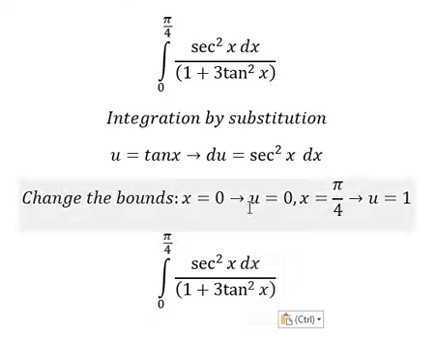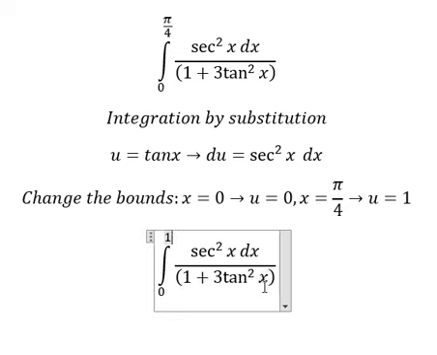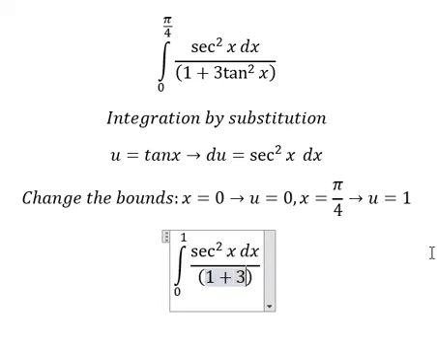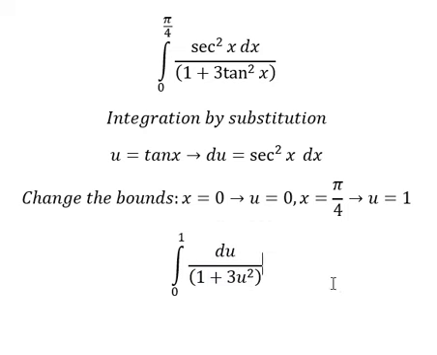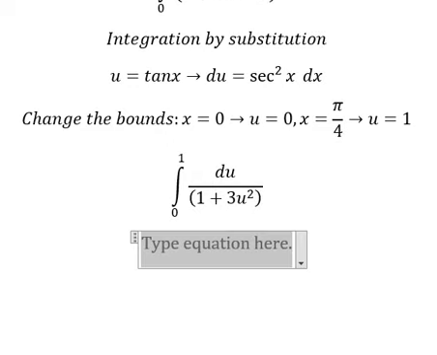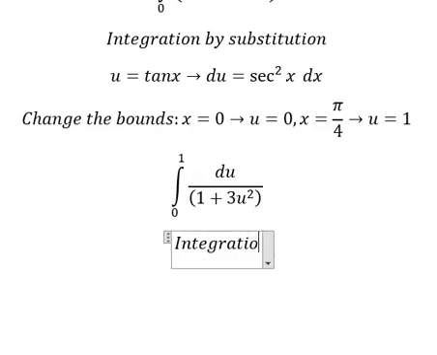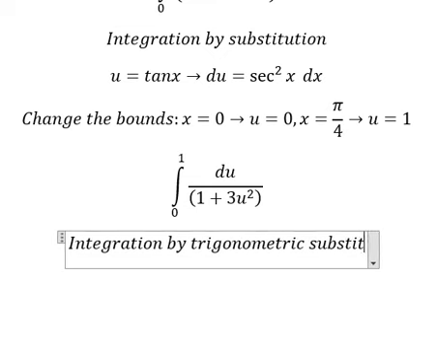So number 0 we keep the same. Pi over 4 is number 1. This one we change for u. This one we change for du. Next, we need to use integration by trigonometric substitution.